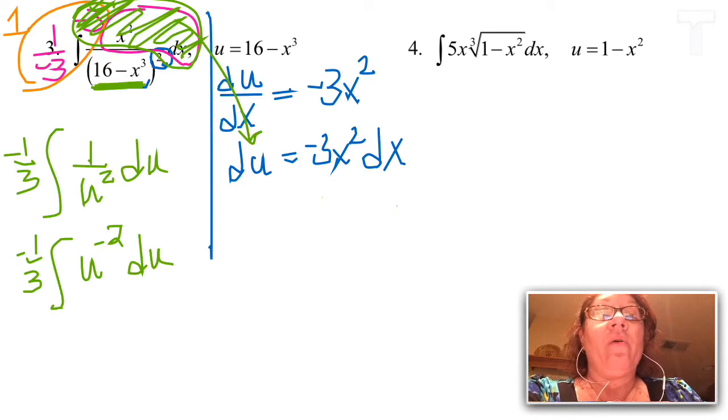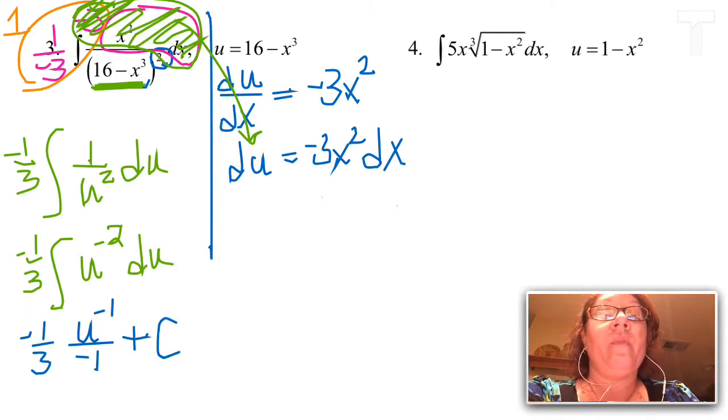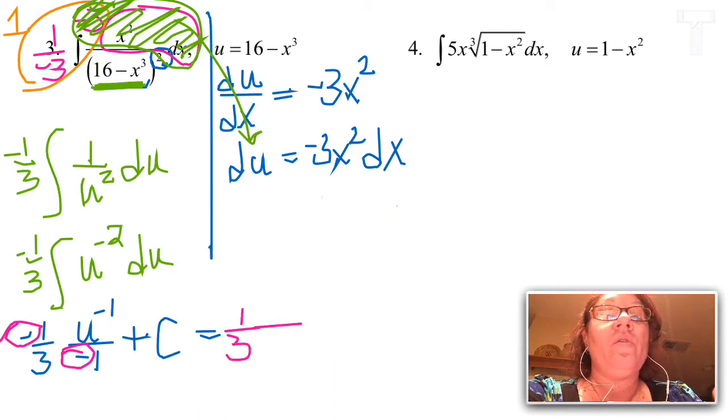So let's see, if I power back up, first of all, the negative 1/3 out in front just sits there waiting and waiting and waiting. It's bored. And then I'll power back up, so that'll be negative 1, and divide by negative 1. Don't forget my vitamin C. And so when I simplify that, the negative times the negative will give me a positive, so I'll have a positive 1/3. And it'll be u to the negative 1, so I'll just put that down on bottom.